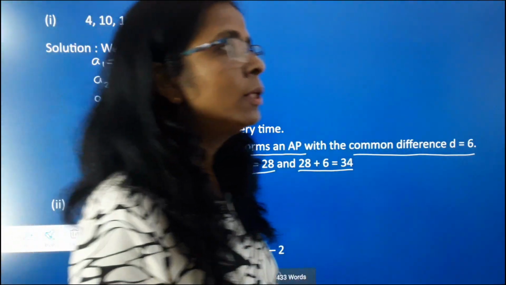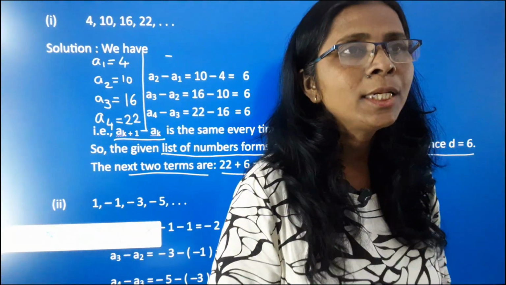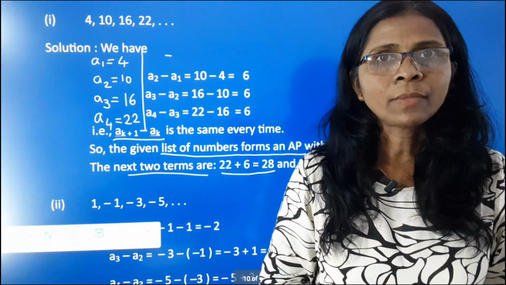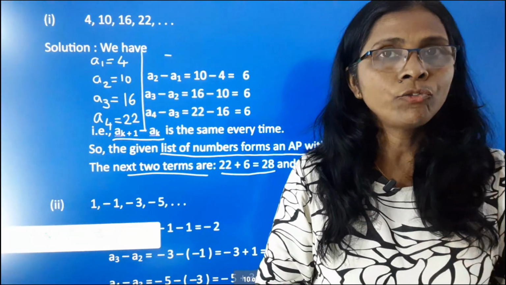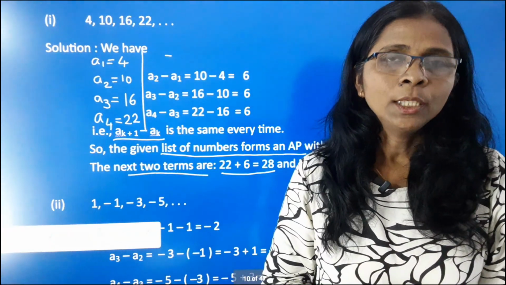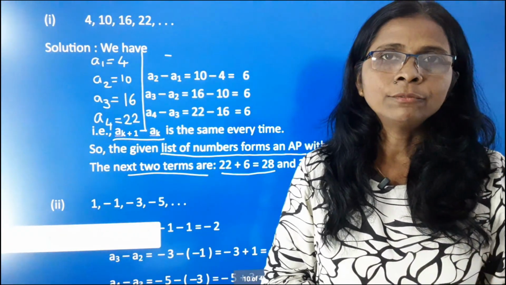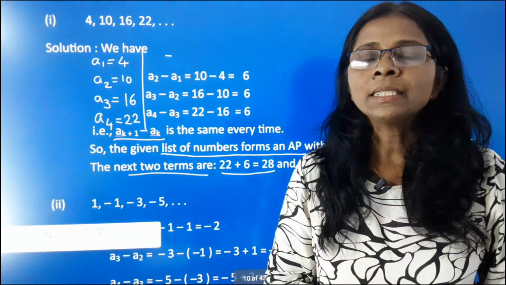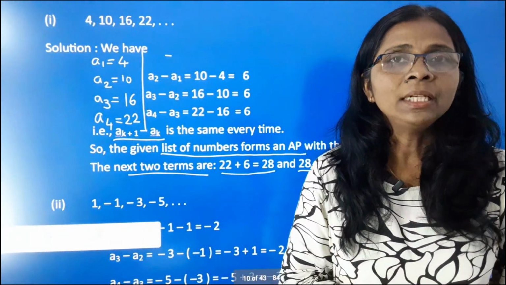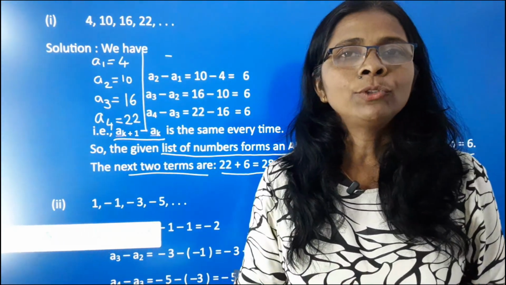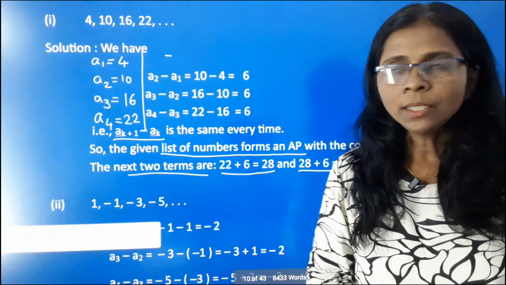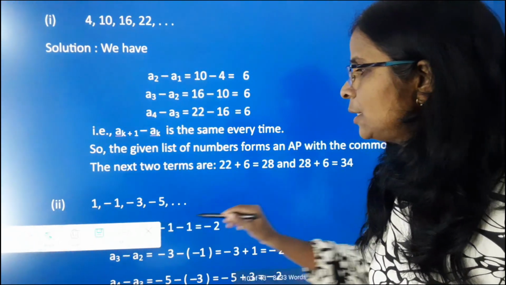Here, if we have to find the next two terms in the given list of numbers, we don't know whether the list is in AP. We have to prove first that the list of numbers is in AP, and if it is in AP, then we have to find the next two numbers. Okay. Then see the second example.